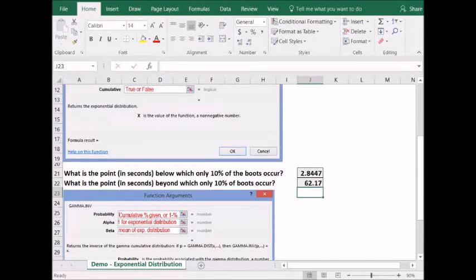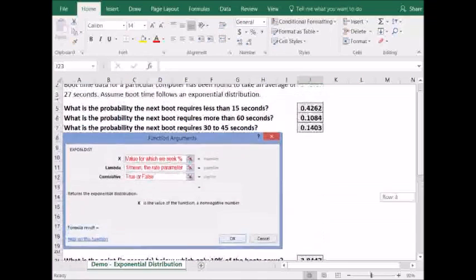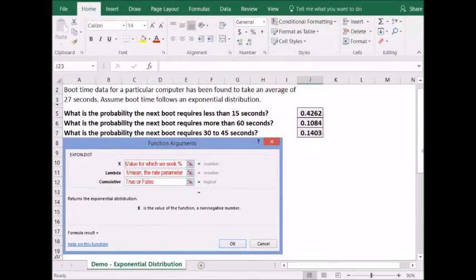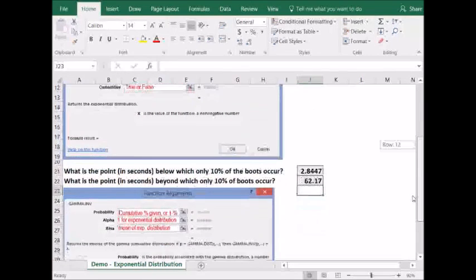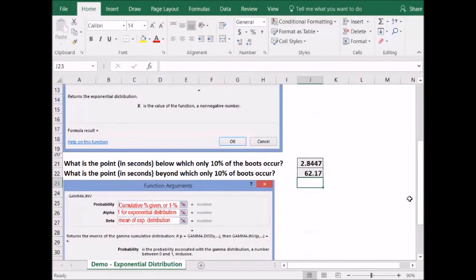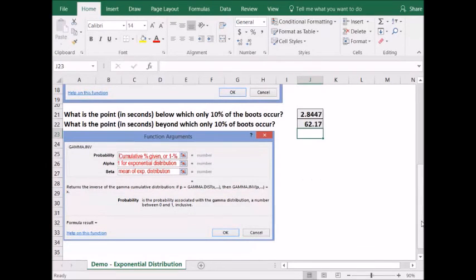Remember when we solved for the probability it would take more than 60 seconds for a boot to occur? Almost 11% of boots will take 60 seconds or more. Here, 10% of boots will take more than 62.17 seconds. This video demonstrated how to use expon.dist to determine probability for an exponential distribution, and gamma.inv to find x for an exponential distribution when given probability.